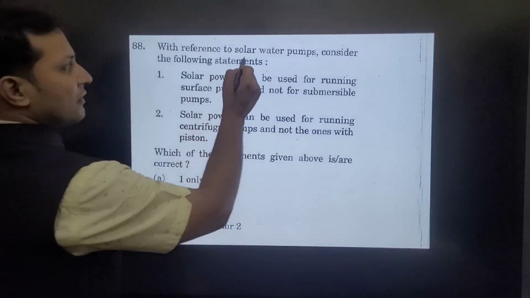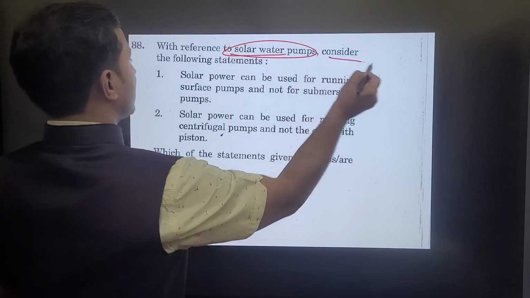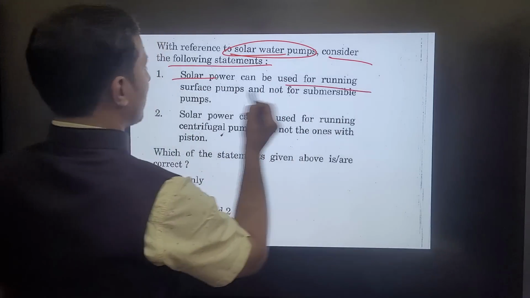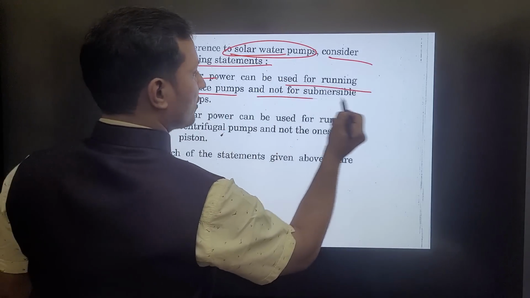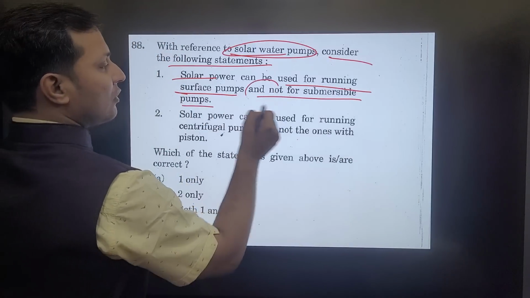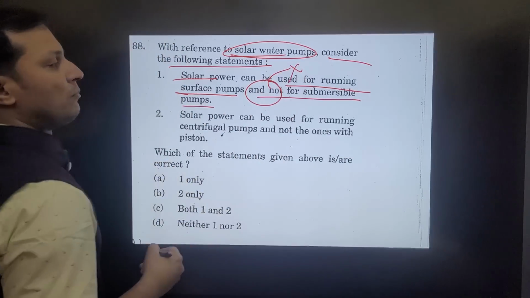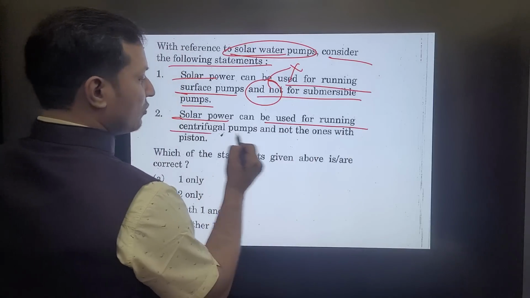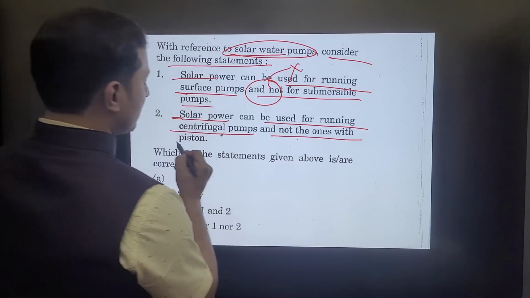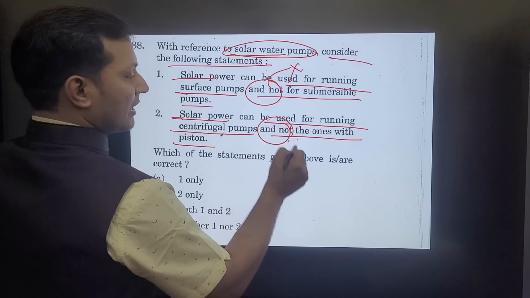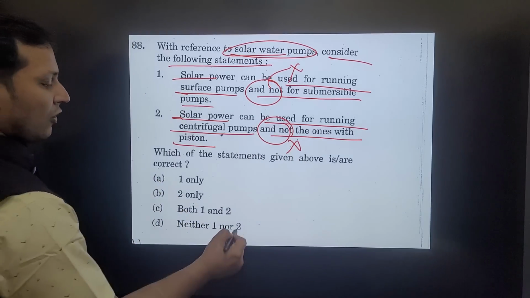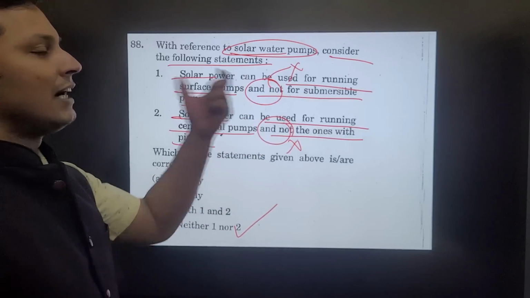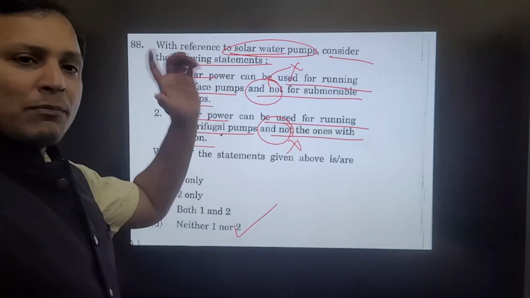With reference to solar water pumps, consider the following statements. Solar pumps can be used for running surface pumps and not submersible pumps. "And not": incorrect, compound sentence. Solar power can be used for running centrifugal pumps and not the ones with piston. "And not": again a compound sentence, again wrong. Answer is neither 1 nor 2. You see, the same logic applies in many questions.